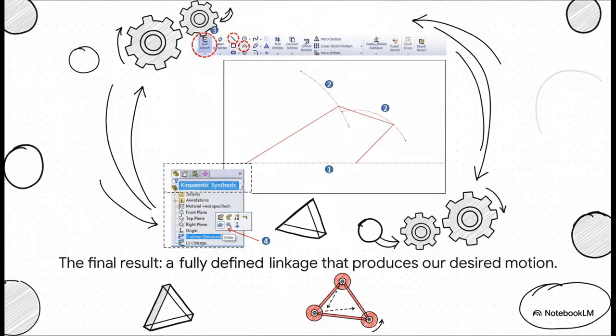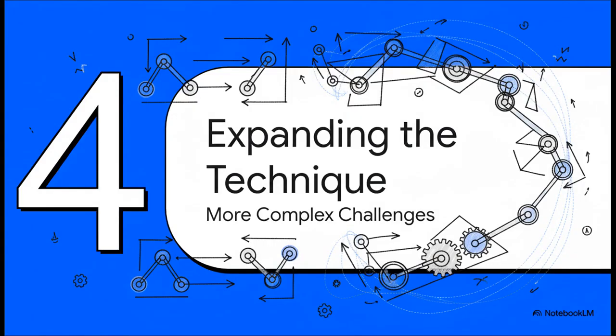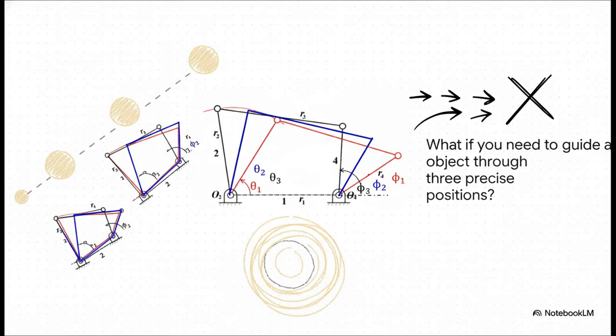Pretty cool, right? Now, designing a mechanism to move between 2 points is incredibly useful. But really, that's just scratching the surface. This same graphical method can be scaled up to solve much more complex problems. For instance, what if your part needs to pass through not 2, but 3 specific points in space? Well, that's called triple rocker synthesis, and the process is almost identical. You just sketch the linkage in all 3 positions, start, middle, and end. Then you apply that same equal constraint to all 3 versions of the coupler link. The core logic stays exactly the same.